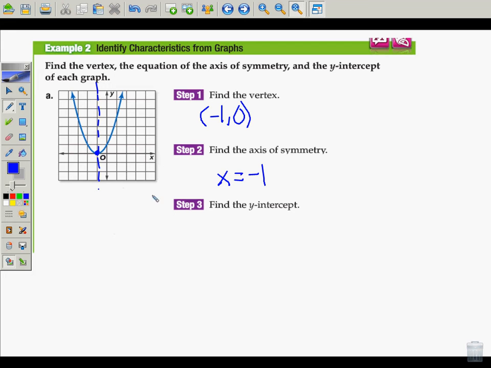Then the y-intercept is where it crosses the y-axis. I can see right there is where this graph crosses the y-axis, and that is at 0, 1. So this is just identifying a few things off the graph.